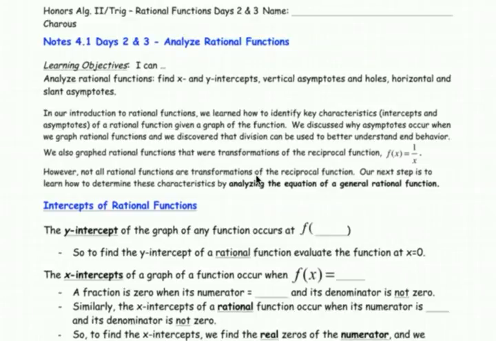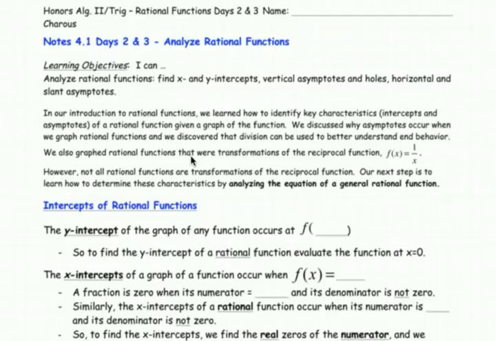Going to cover examples 1 to 3 from notes 4.1, days 2 and 3. We're going to be focusing on analyzing rational functions. In the previous lessons, we looked at characteristics of rational functions from their graphs. We looked at x and y-intercepts, vertical asymptotes, and holes, and talked about end behavior in the form of horizontal and slant asymptotes. And we talked about why we get vertical asymptotes, why we get horizontal asymptotes.